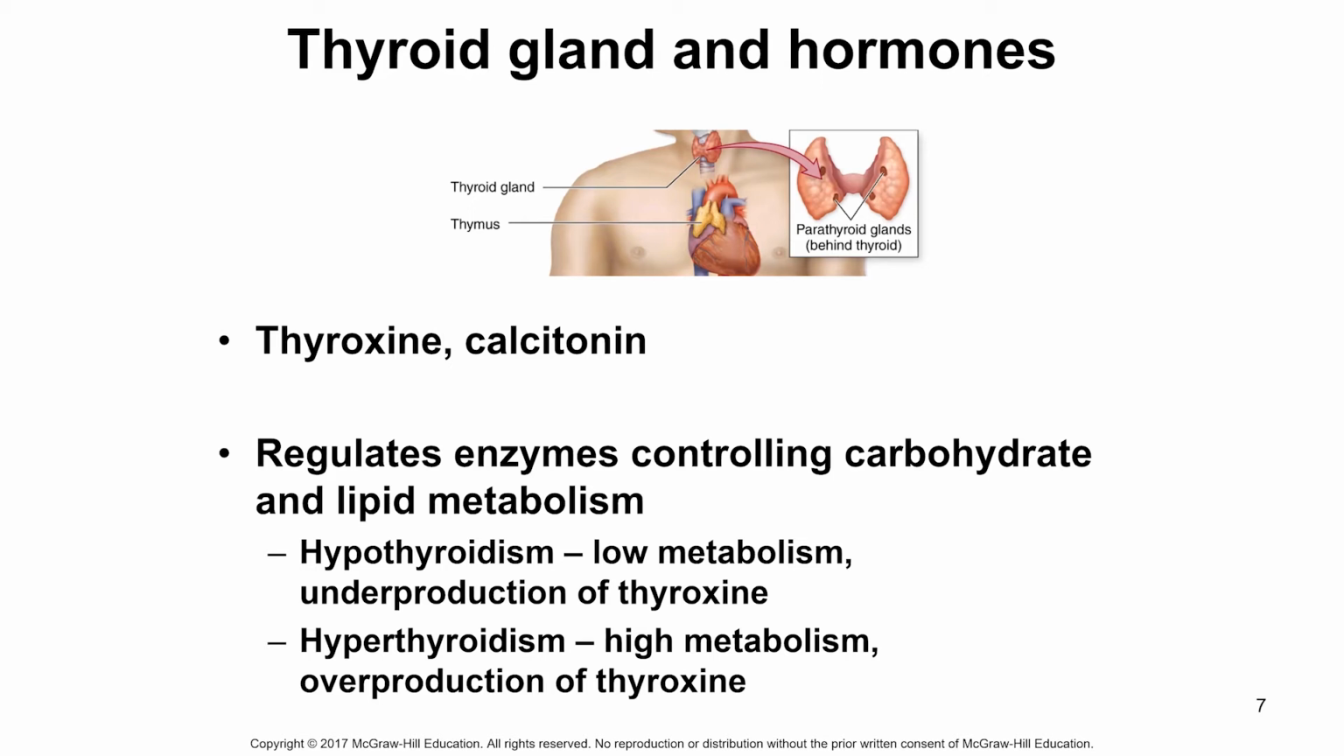And maybe you've heard of the condition hypothyroidism. It involves low metabolism, and it's due to the underproduction of thyroxine. And then there's also hyperthyroidism, which involves the overproduction of thyroxine. This is where people are going to have a high metabolism, and these individuals are many times underweight.